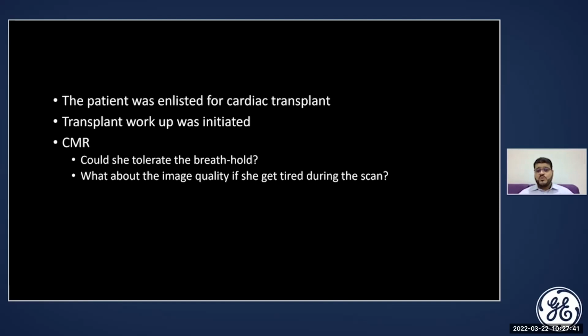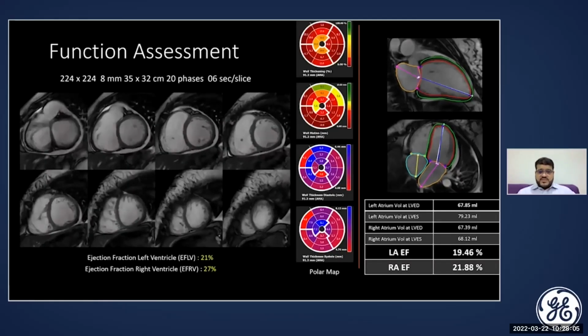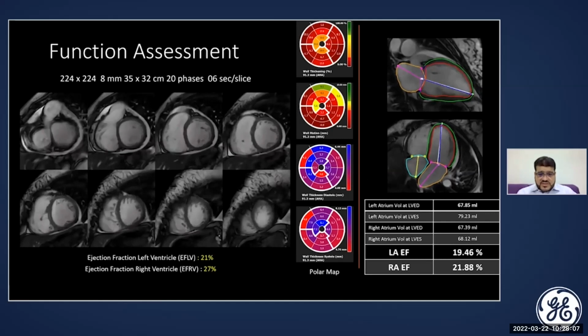And as you know, most of the time when we reach the level of tissue characterization, it's towards the end of the study. Most of the patients get exhausted with the breath holds, and this may result in poor image quality at the end when we start with tissue characterization, where the real value of cardiac MRI lies. These are the cine images which demonstrate her functional assessment.